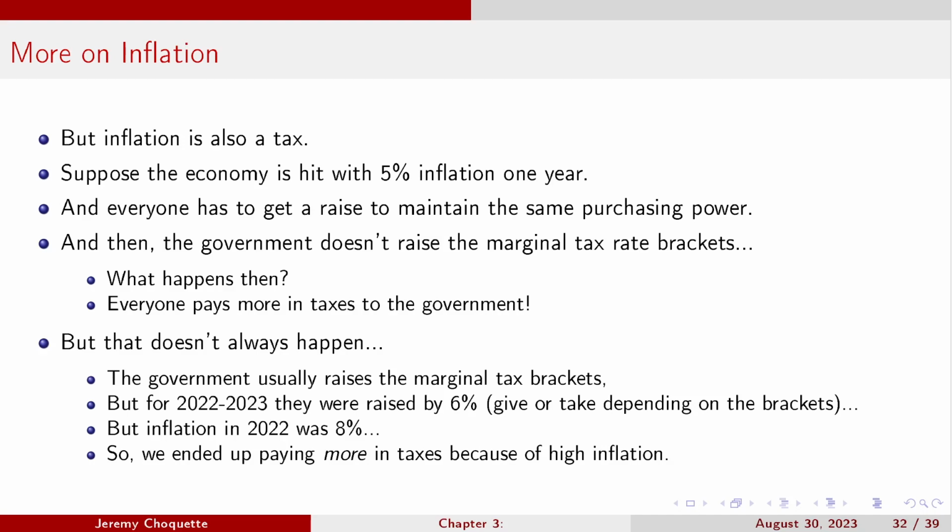So for 2022 to 2023, they were raised by like 6%, give or take, depending on what the brackets are. But inflation in 2022 was 8%. So even though they raised the tax brackets, they didn't raise them by an amount equal to that of inflation. So we ended up paying more in taxes because of high inflation. Isn't that lovely?